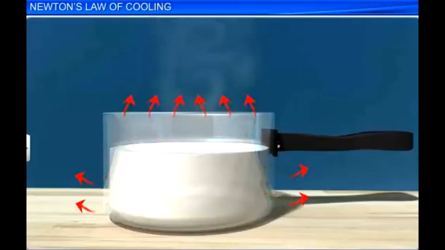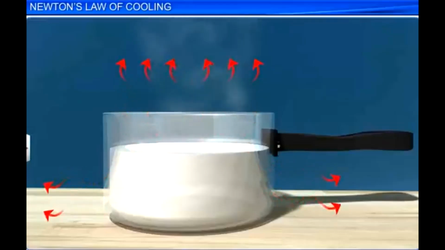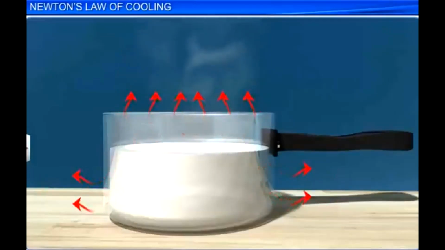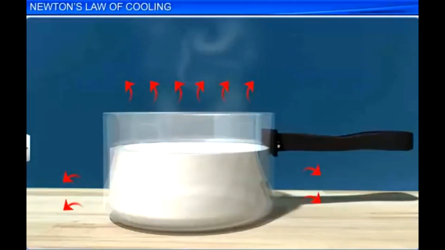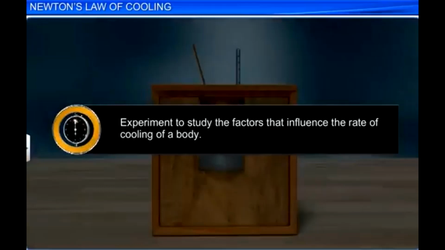It is a common phenomenon that a hot body exchanges heat with its surroundings and cools. The heat lost by the body to its surroundings per unit time is called the rate of cooling of the body and depends on several factors. Let's conduct an experiment to study the factors that influence the rate of cooling of a body.